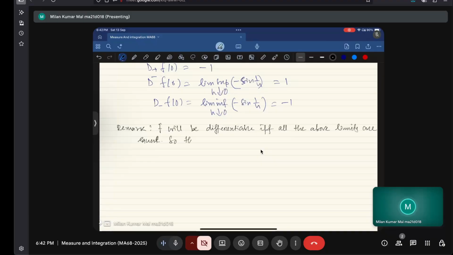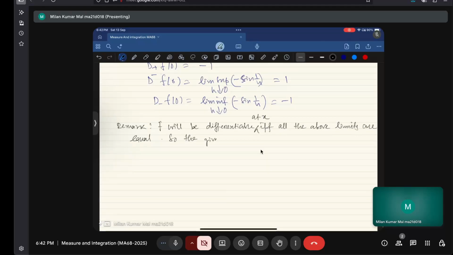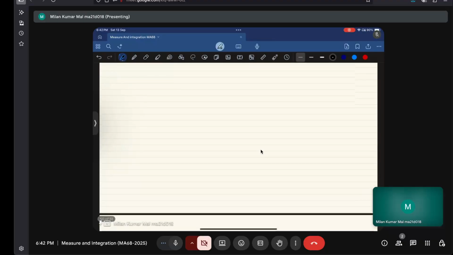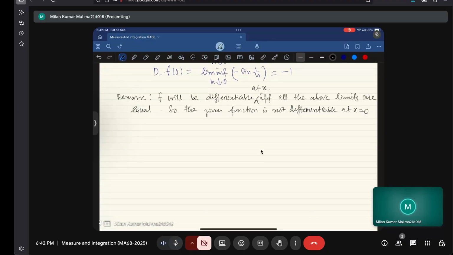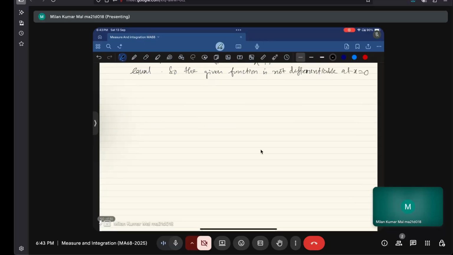So the given function is not differentiable at x equals 0. Okay, so this is another question. Now we'll go to another question. So let's write that problem.